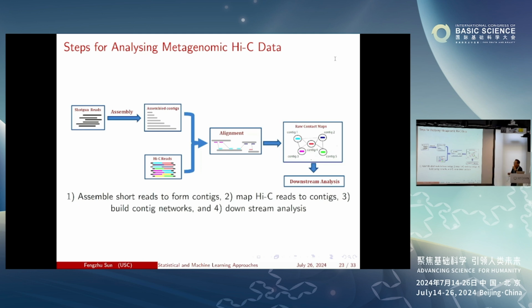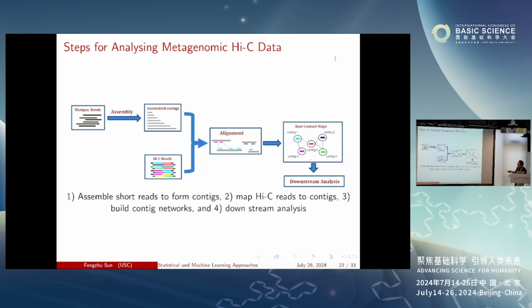Now for the viruses, if one of the contigs is a virus, this indicates that they are physically close together, and then you can link them. So if there is linkage between a viral contig and a bacterial contig, that indicates a viral-host interaction. That's the basic idea. Conceptually, that should be fine.